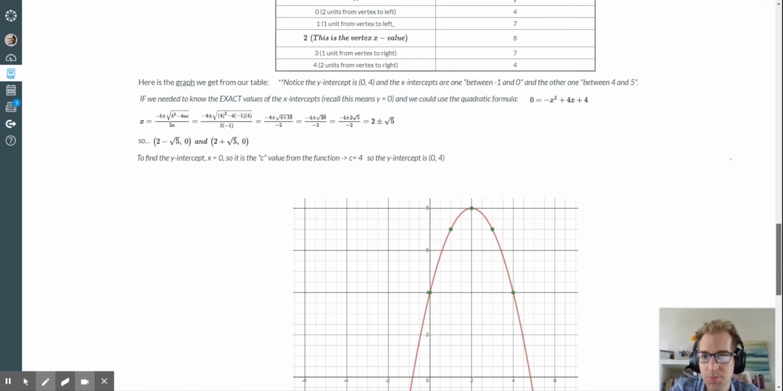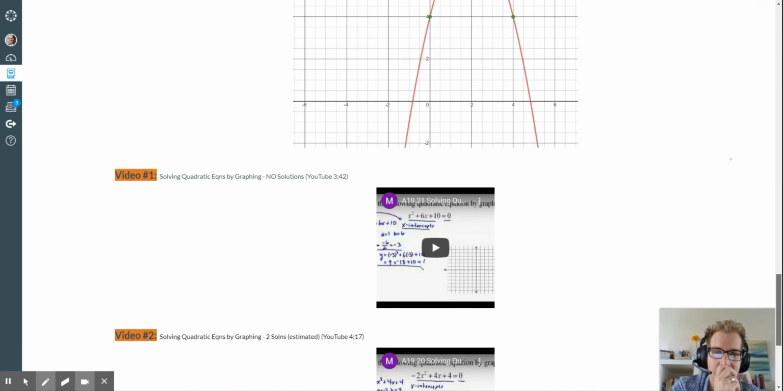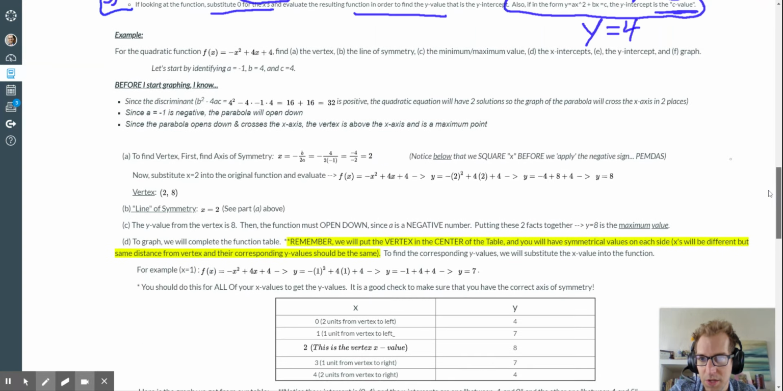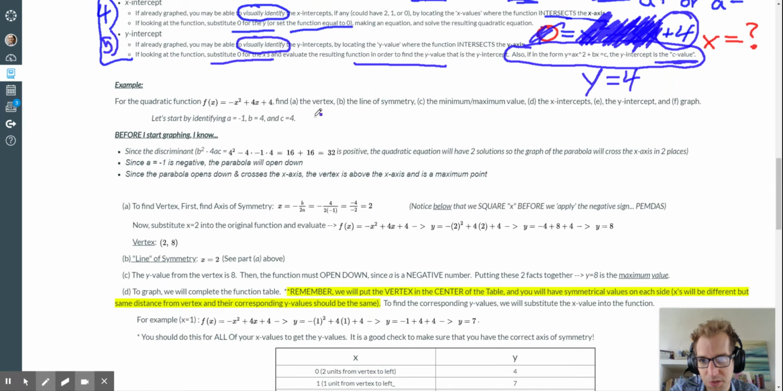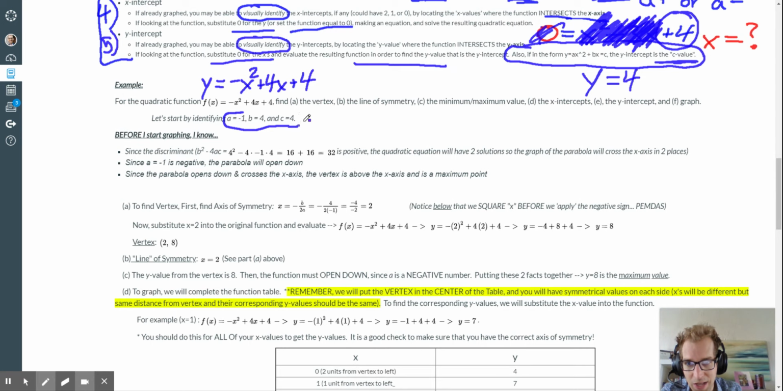All right, just an example here. We'll go through this pretty quick, and then there are some videos down there if you want more information, more examples. For this quadratic equation, notice it's already in that form where we have f of x, so that's the same as saying y equals negative x squared plus 4x plus 4. And we're going to graph it and identify a bunch of these things. First of all, we need to make sure we know what a, b, and c are. So a is -1 because of the negative sign there, +4 and +4.